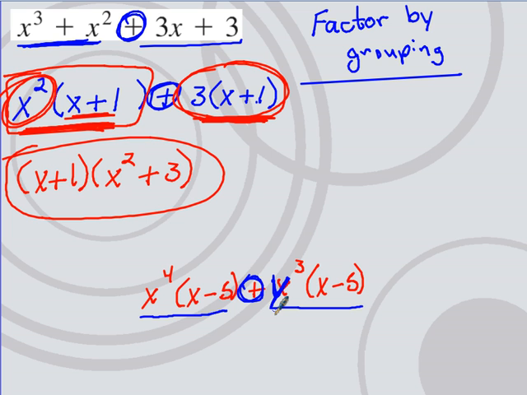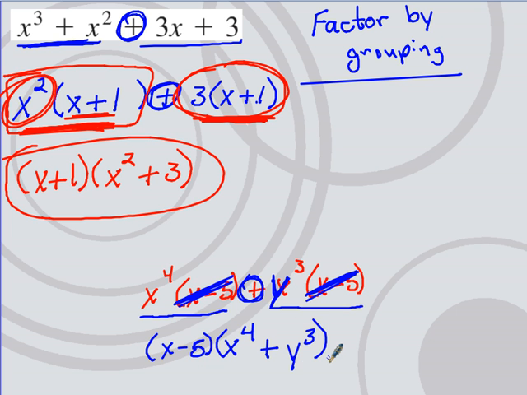And again, you look at these two terms and you see what they have in common. If you've got a problem like this, it's actually easier than the other ones. Both of these have an x minus 5. When you pull x minus 5 out of this term, you're left with x to the fourth. When you pull x minus 5 out of this term, you're left with plus y to the third. That's how you factor those.